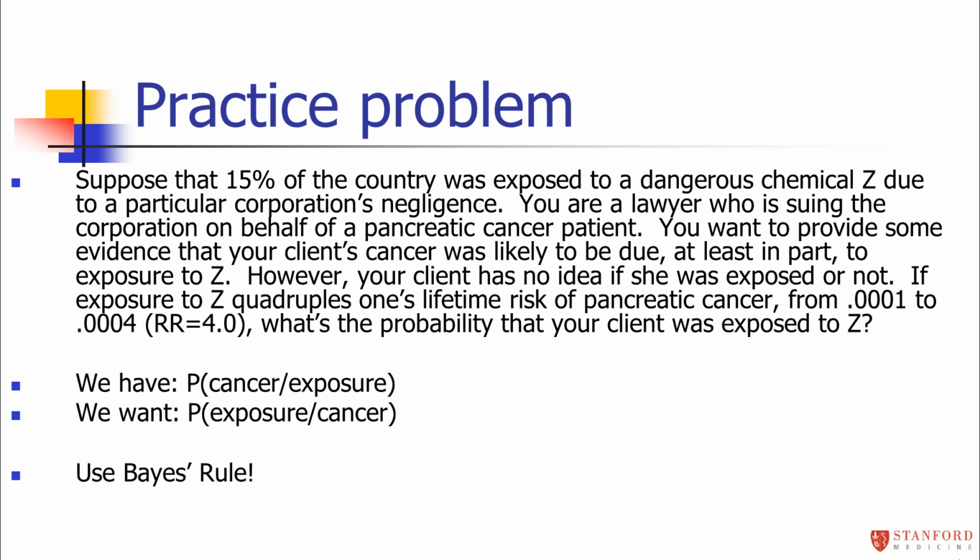So let's say that if you were exposed to the chemical, your lifetime risk of pancreatic cancer is 0.0004. If you weren't exposed to the chemical, your lifetime risk is 0.0001. It's a relative risk of 4. You can use this information to calculate the probability that your client was exposed to this chemical. We know what your probability of cancer is if you were exposed. But we want the conditional probability in the other direction. We want to know the probability that you were exposed given that you have cancer. We can solve this using a probability tree, or we can solve it using Bayes' rule.